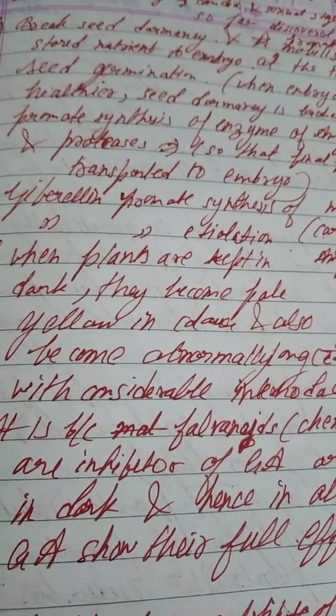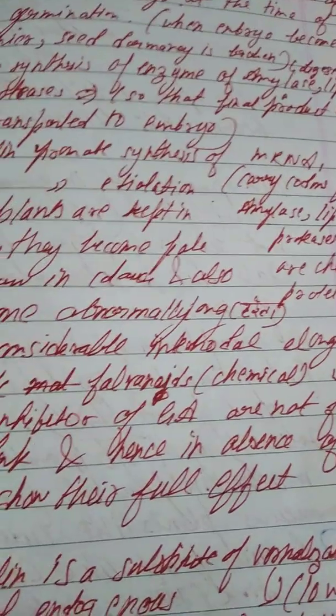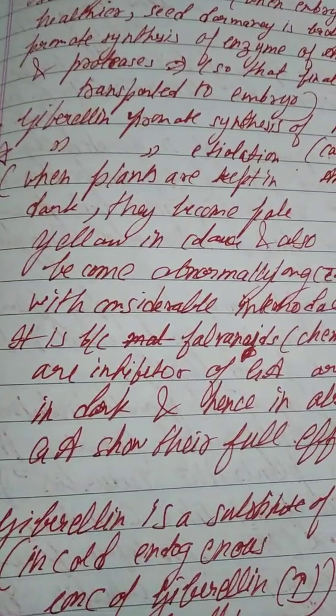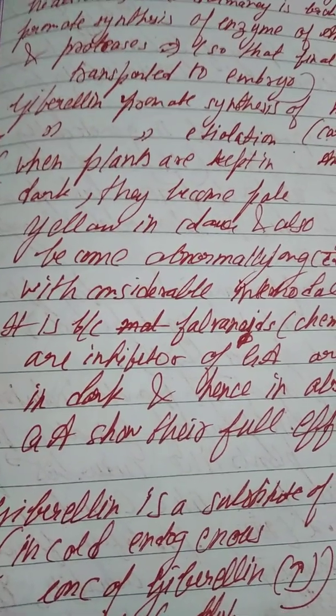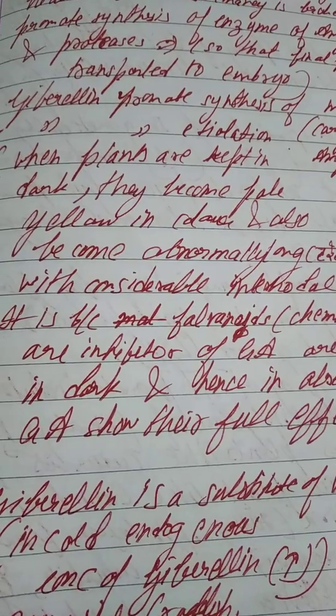By mobilization of enzyme alpha amylase. Student, gibberellin also promotes synthesis of mRNA. Please remember that gibberellin promotes synthesis of mRNA and gibberellin promotes etiolation. Etiolation means when the plants are kept in dark, they become pale yellow in color and they become abnormally long. This is due to gibberellin.